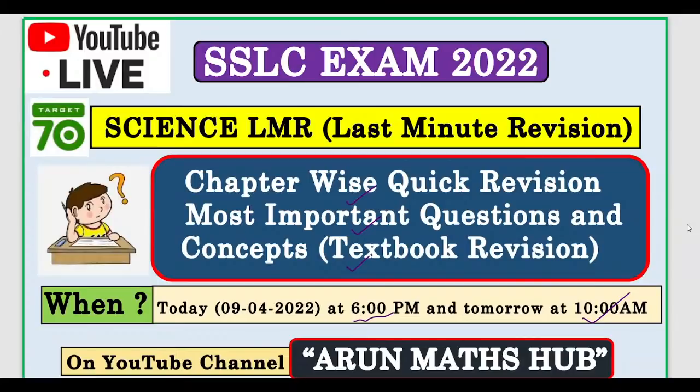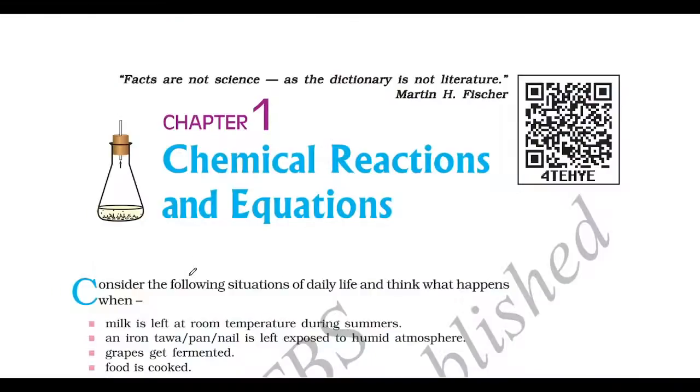Students, take your textbooks. Now I'll start from the unit Chemical Reactions and Equations. We'll be discussing the concepts chapter-wise. I'll be telling the type of questions that can come for your exam, so do make a note of all the questions we'll be discussing now. The first chapter, Chemical Reactions and Equations.